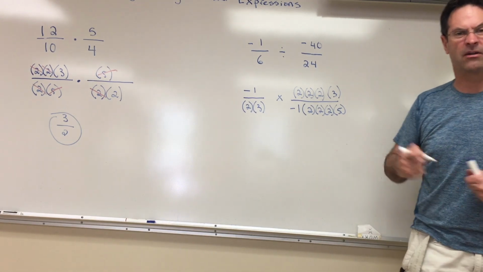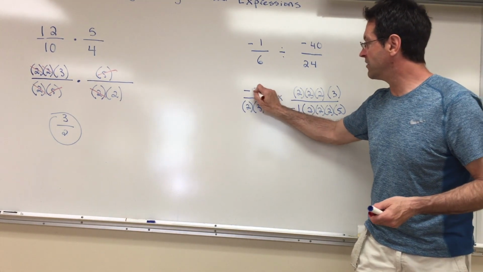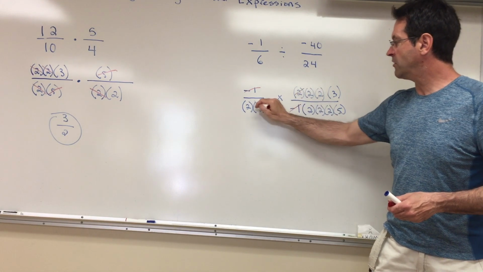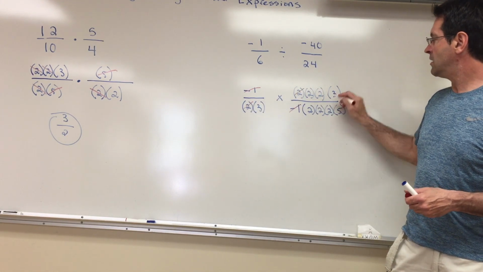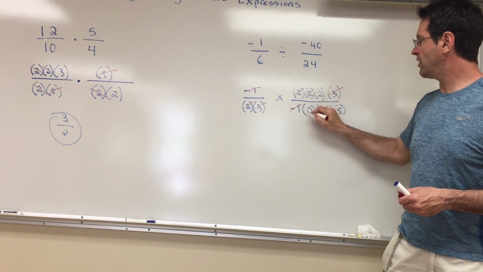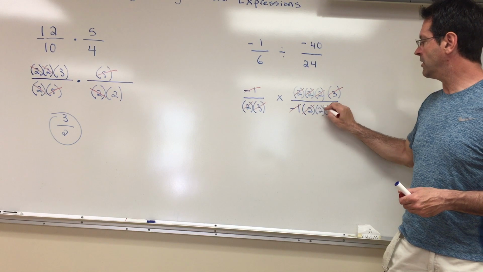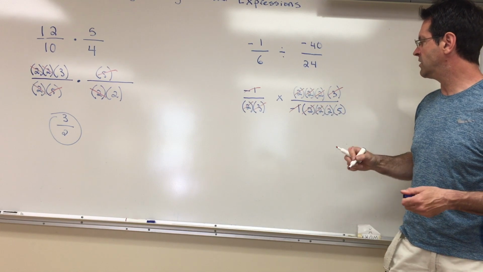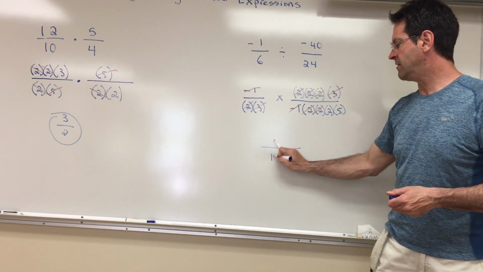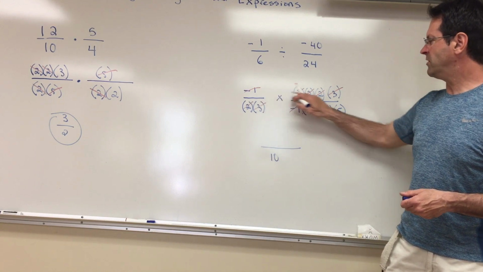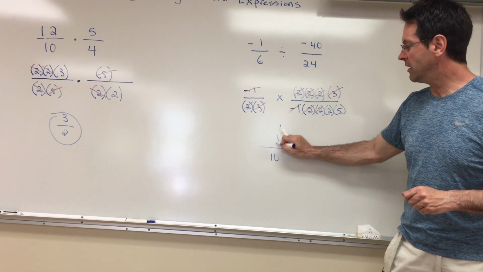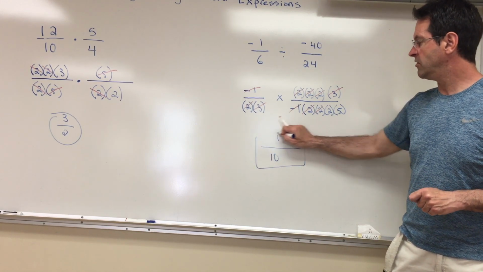Now we'll look for common factors top and bottom. I've got a negative 1 in the top here and a negative 1 in the bottom here. A 2 in the top and a 2 in the bottom. A 3 in the top and a 3 in the bottom. A 2 in the top and a 2 in the bottom, another 2 in the top, another 2 in the bottom. And all that leaves me with is a 2 and a 5 in the bottom, so I call that 10. Now in the top, it doesn't look like we have anything left, but there's always a 1. And this simplified down to 1 over 10.